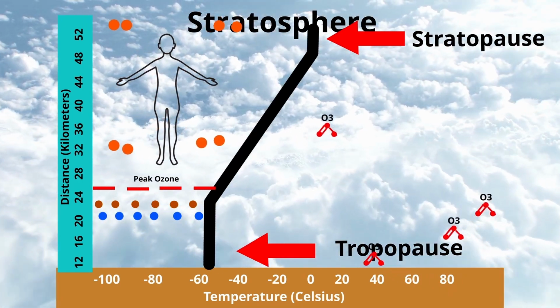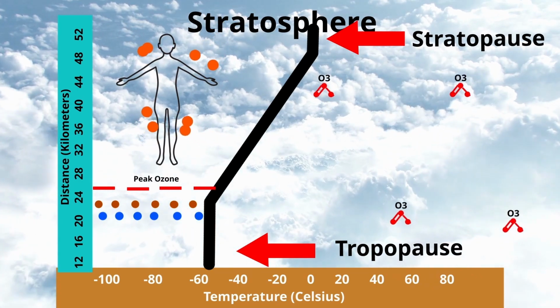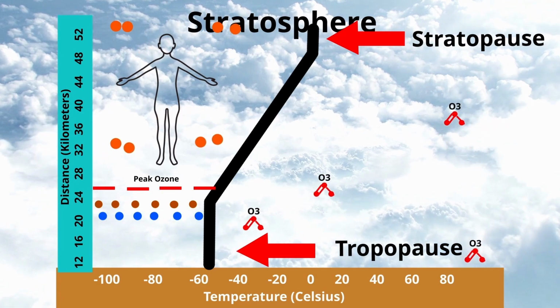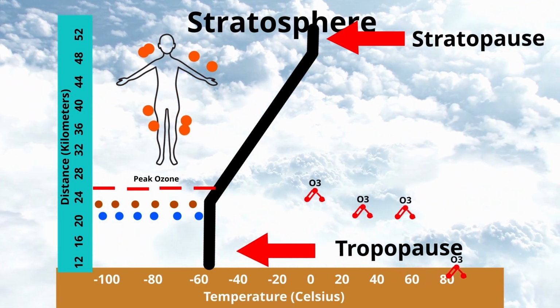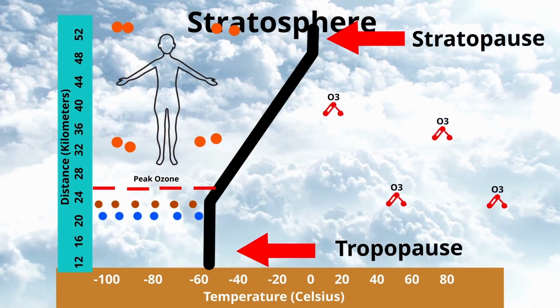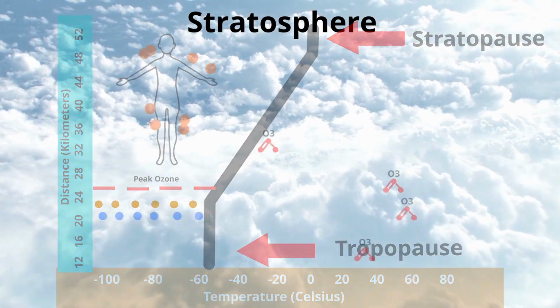It is important to understand that temperature is defined as the average kinetic energy of particles, and what animals and humans feel is the heat transfer from one body to another. At the top of the stratosphere is the stratopause, where the air temperature remains constant with height.